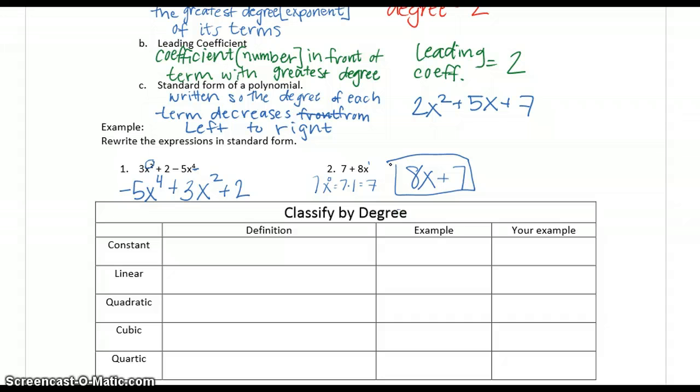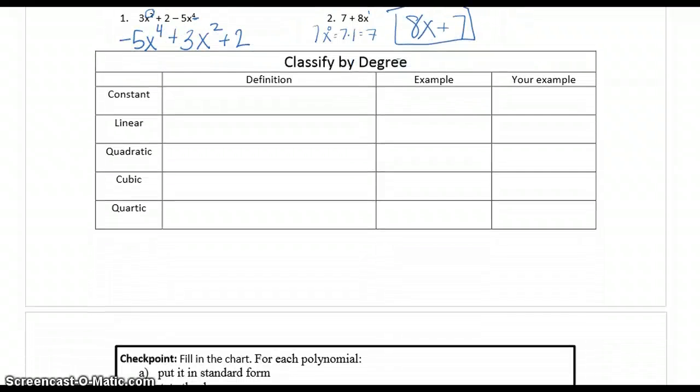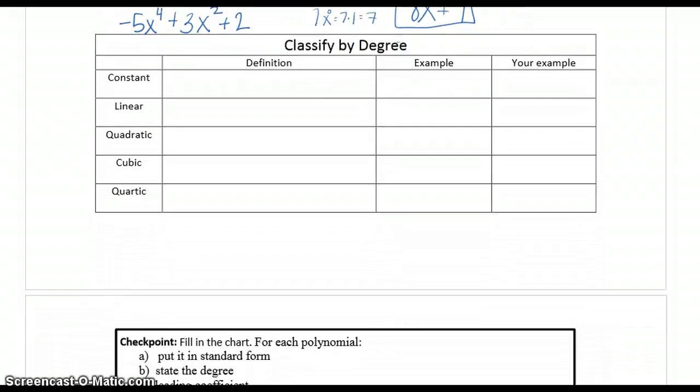Now if you look here, if we rewrite our polynomials in standard form, the degree of the polynomial and the leading coefficient will always be found in the first term. Next, we're going to learn how to classify polynomials by their degree.